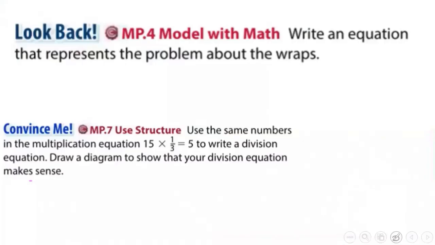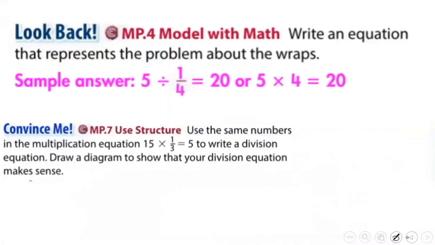A look back. Write an equation that represents the problem about the warps. Okay, it will be 5 divided by 1/4 equals 20, or 5 by 4 equals 20. Convince me. Use the same numbers in the multiplication equation. 15 multiplied by 1/3 equals 5. Okay.